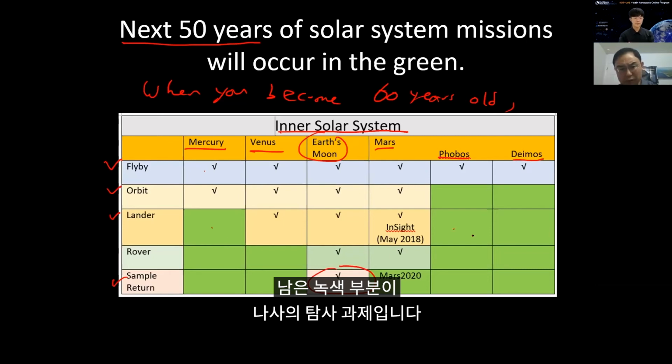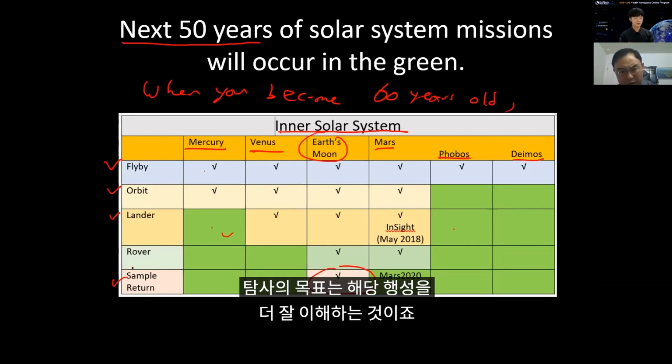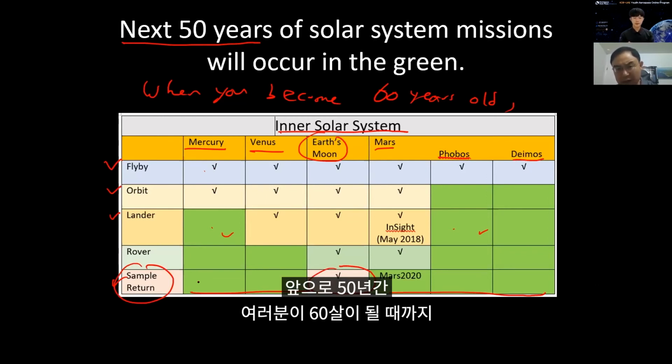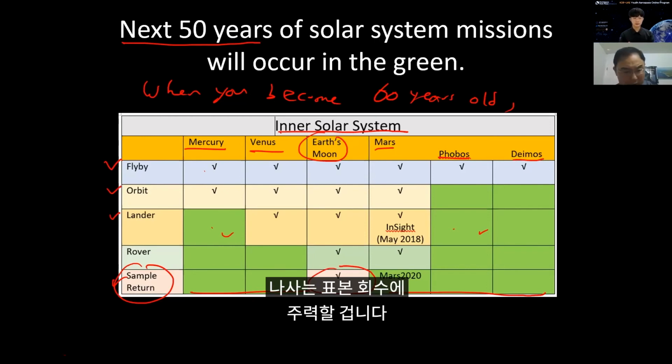So we're going to explore here. Mainly we're interested in understanding each planet. To unlock the secret of the universe, I think the best way is to bring the sample back home. So for the next 50 years, until you become 60 years old, we'll continue to focus on bringing samples back.